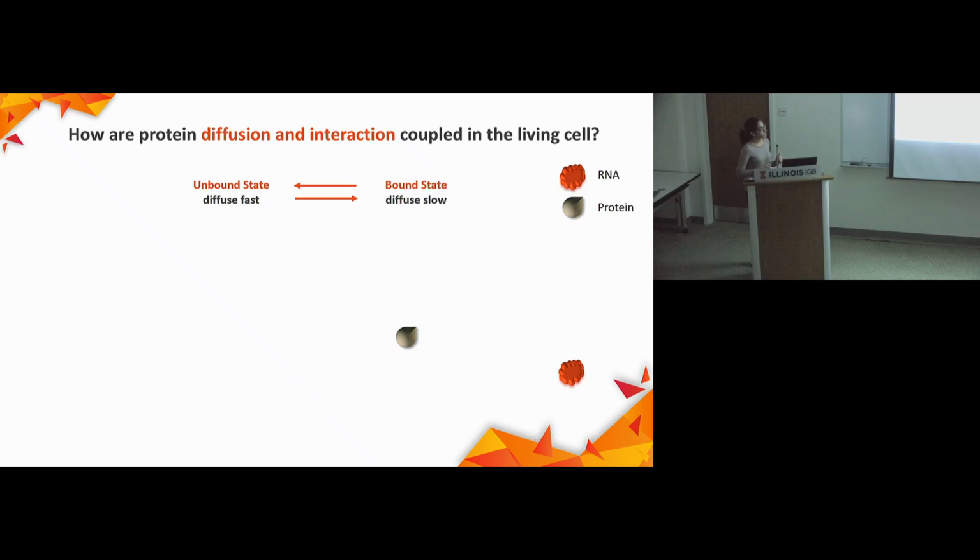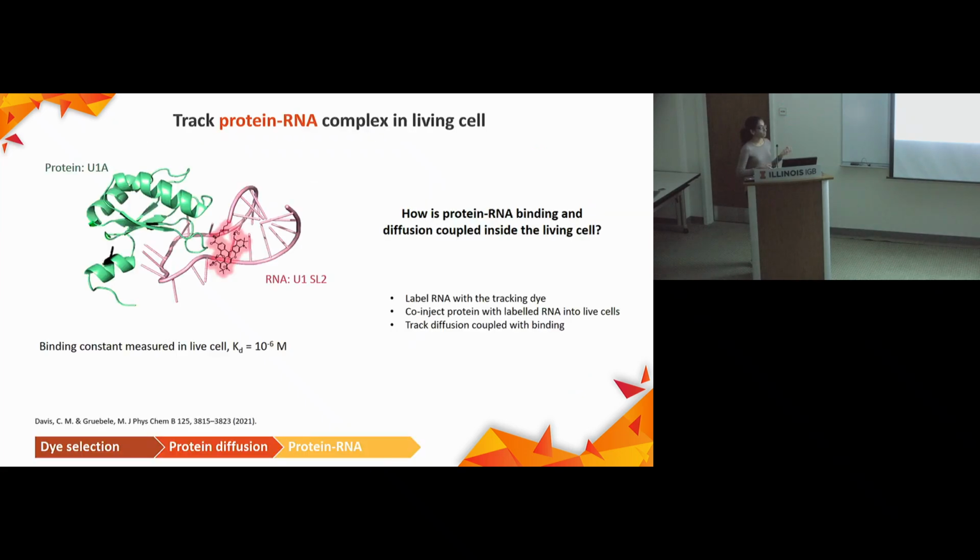So in this case, our plan is to label the RNA with the dyes that we have already selected, the dyes that we have shortlisted, basically, and co-inject the protein with the labeled RNA into the live cells, and track the diffusion and binding in 3D. We have everything ready right now in terms of the sample, and we're just holding up the measurements for the 3D mirror that's getting fixed in MINFLUX.